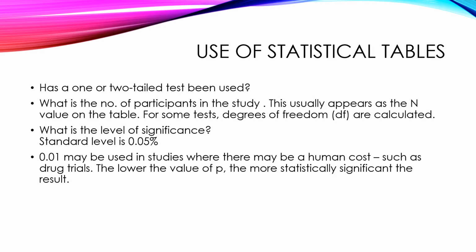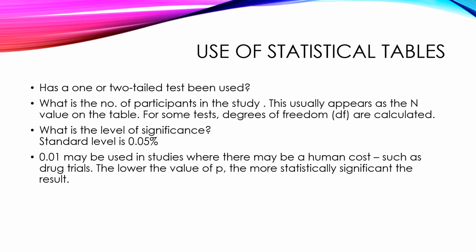The use of statistical tables. Now, when we look at a statistical table, what we've got to determine, so we know exactly where we need to look on it, is have we used a one or two-tailed test? What is the number of participants? So that normally appears as n on the table. And for some tests, we actually use degrees of freedom instead. And the standard level, as I was saying, is 0.05.